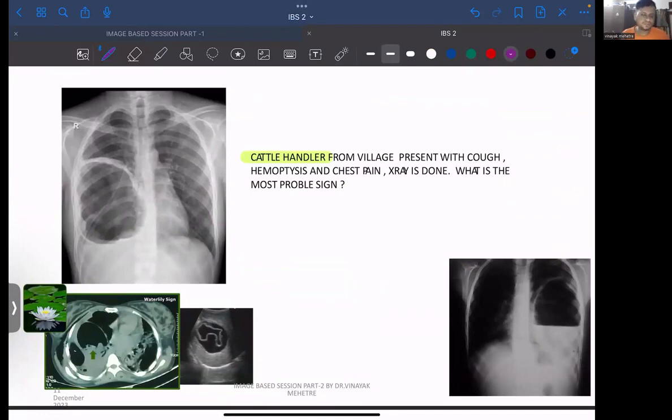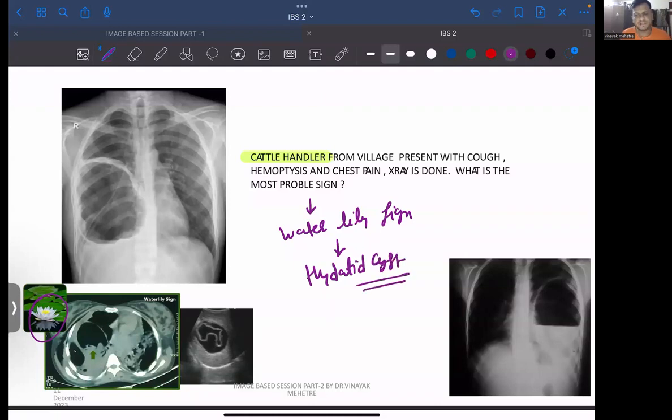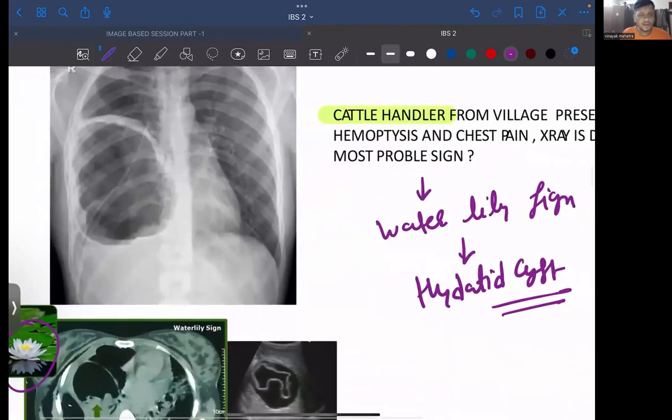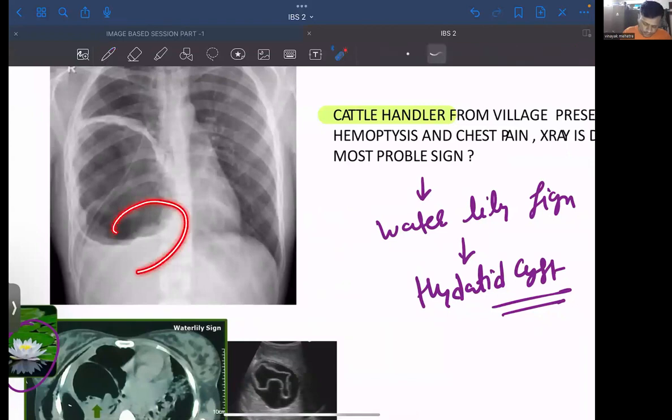Question is finished over here only. This is called the water lily sign. Okay, water lily sign is seen in cattle handlers. Yes, it is hydatid cyst. Hydatid cyst. Actually it is not visible, I know that you are seeing nothing here.